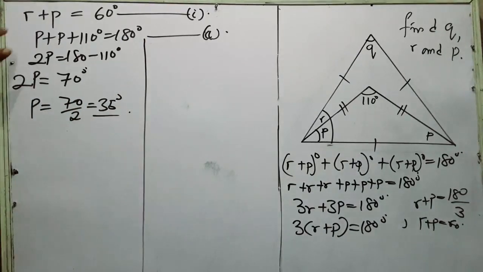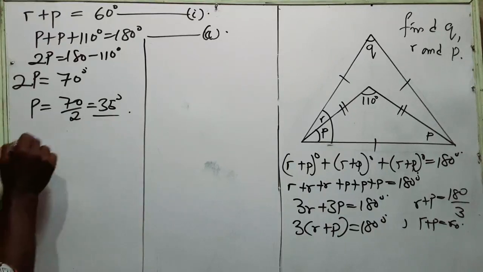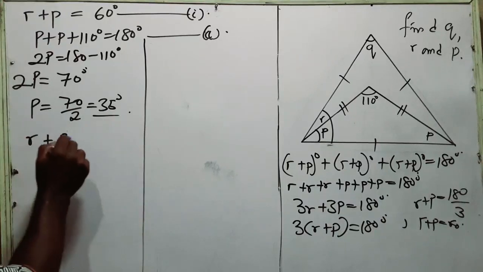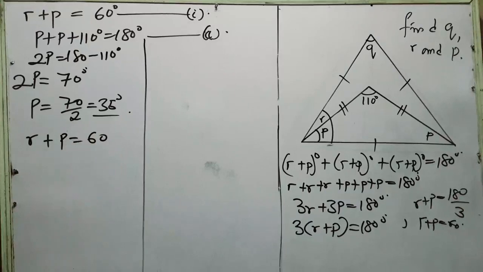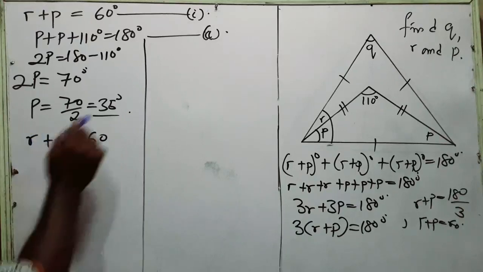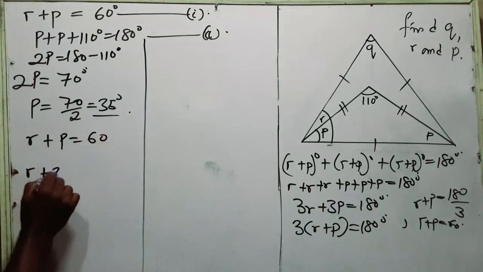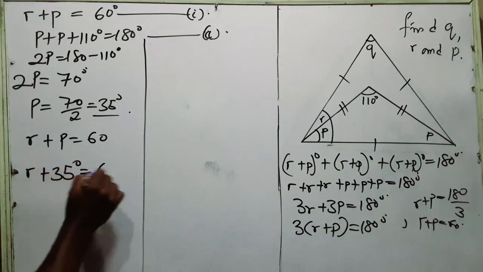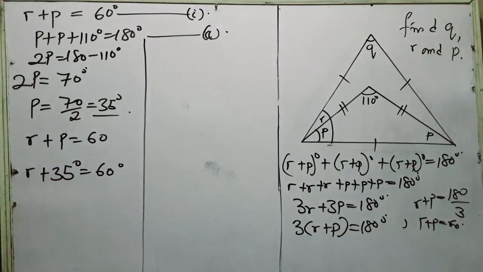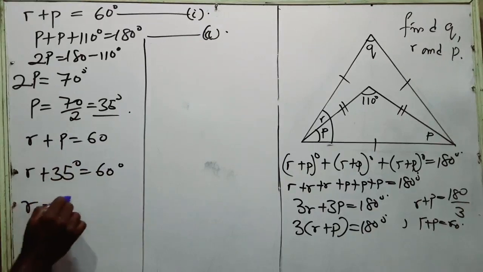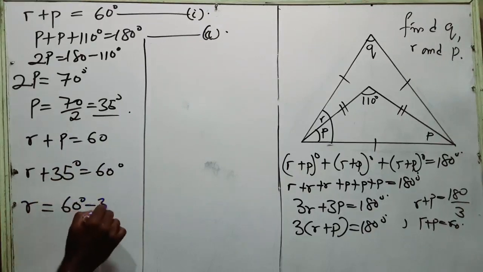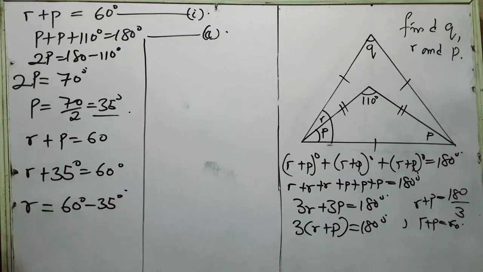Recall that R plus P is equal to 60, and you have gotten the value of P to be 35. We have R plus 35 degrees is equal to 60 degrees. So therefore our R will be 60 degrees minus 35 degrees. So the value of R will give you 25 degrees.